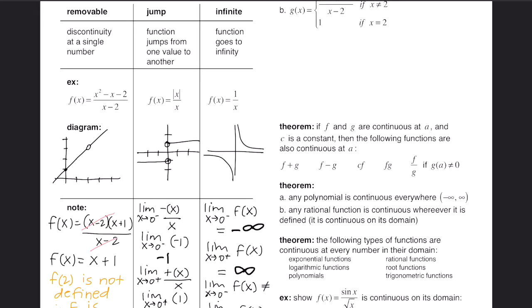So to recap, we have a removable discontinuity, where if you look at the graph, you have a hole. You have a jump discontinuity, where you can see the graph kind of jumps. And for an infinite discontinuity, the function will go to infinity.